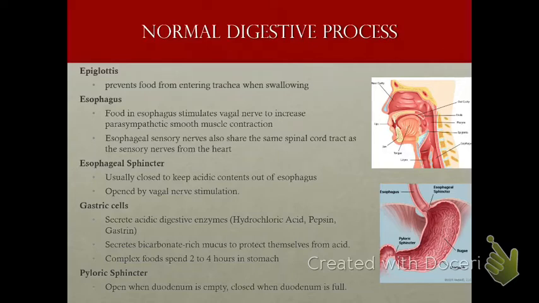Complex foods can spend 2 to 4 hours in the stomach. Liquids pass through pretty quickly, but complex foods stay there until they are the consistency to pass out through the pyloric sphincter, which is at the bottom of the stomach. So you have the esophageal sphincter up there, and then the pyloric sphincter down there. It stays in an open state and just kind of lets things move from the stomach.